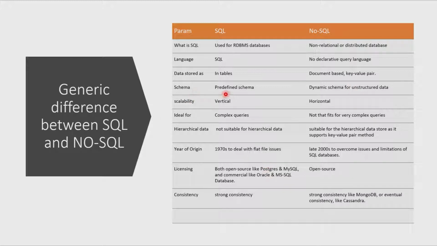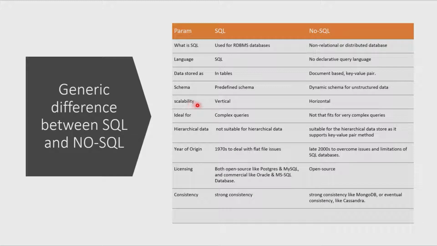In case of a relational database, there is a predefined schema. That means the column names and column data types are defined. But in case of NoSQL, there is nothing like a static schema. That means you can define it according to your requirement.